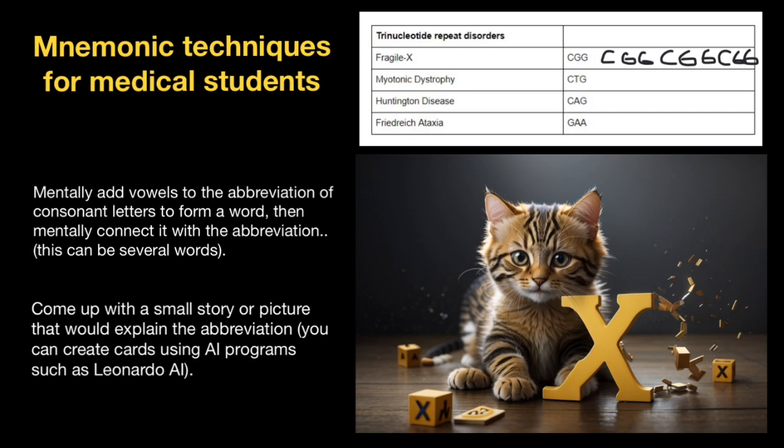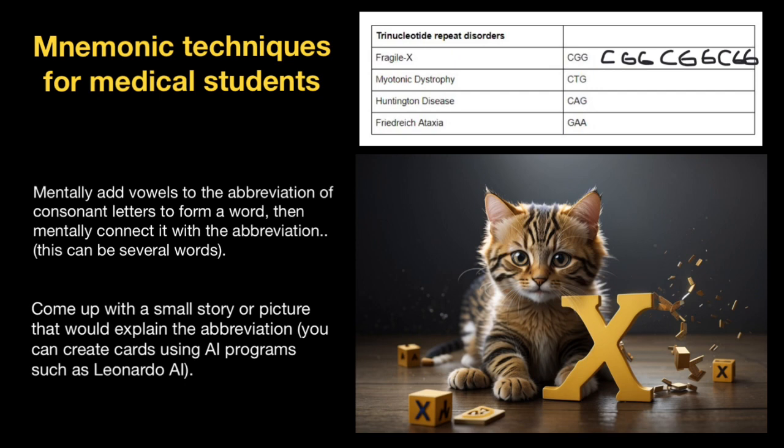So the first method would be: we mentally have to add vowels to the abbreviation of consonant letters to form a word. Then mentally connect it with the abbreviation. And this can be several words as well. For example, if you don't know any word which has these three letters in it, instead you can come up with three words. If it were not CGG, but LGG, I would come up with Lady Gaga.